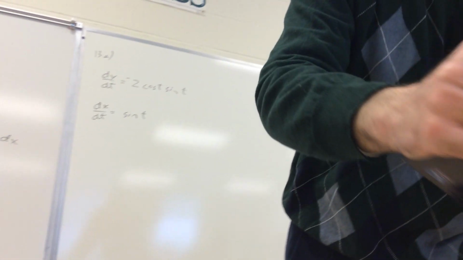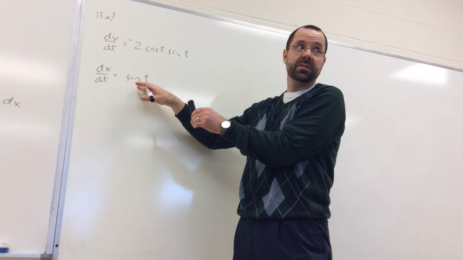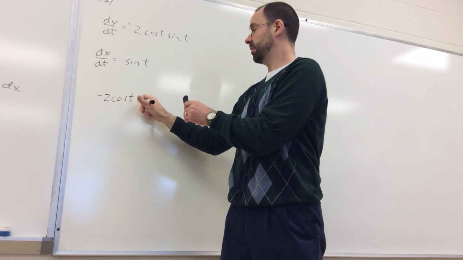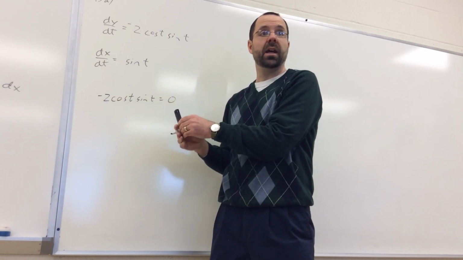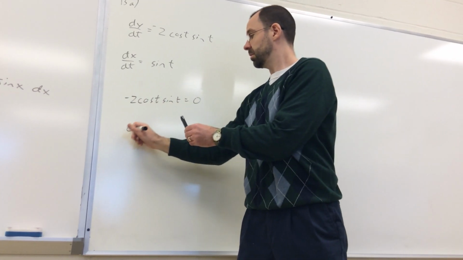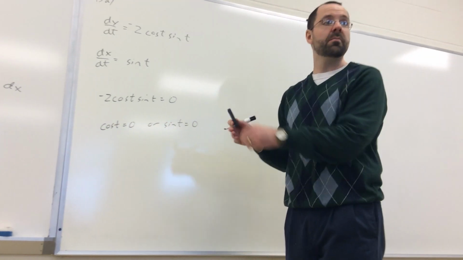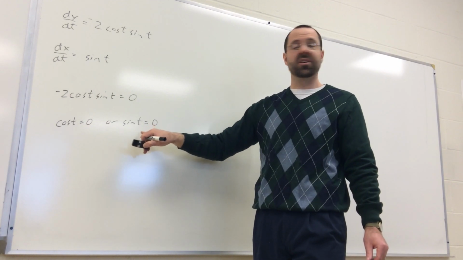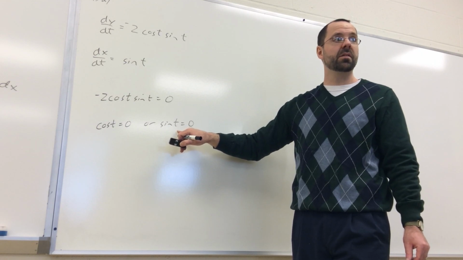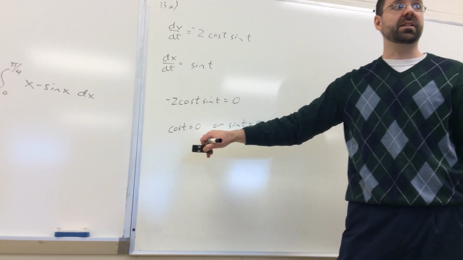Okay, so now for horizontal tangents, I need dx/dt to be not 0, but dy/dt to be 0. So I'll set dy/dt equal to 0. And that happens when either the cosine is 0 or the sine is 0. But all of these answers make dx/dt 0, so they're not horizontal tangents. Only these are horizontal tangents, because they make dy/dt 0 and also not dx/dt.